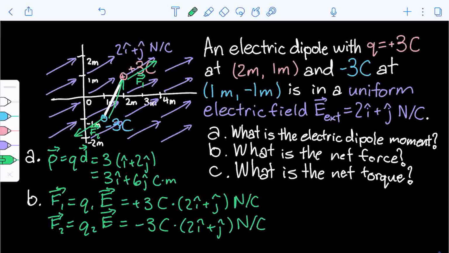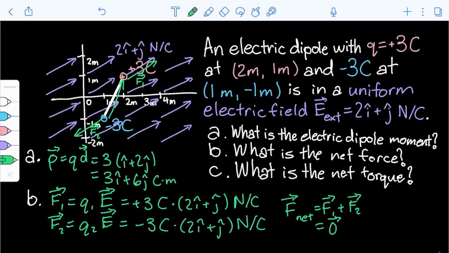Now, clearly, if we add to get what F net is, it's just going to be the sum of these two forces, then this is going to just end up being 0. So the net force on an electric dipole in a uniform electric field is going to be 0 no matter what. One way of thinking about this is that the net charge of an electric dipole is 0. So if you have a uniform electric field, then there should be no net force on this net charge.